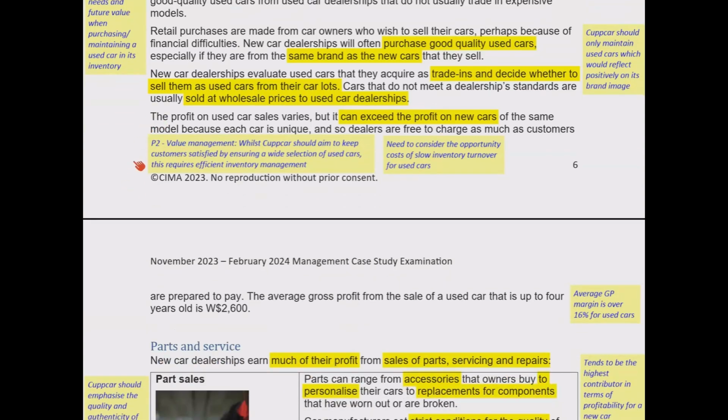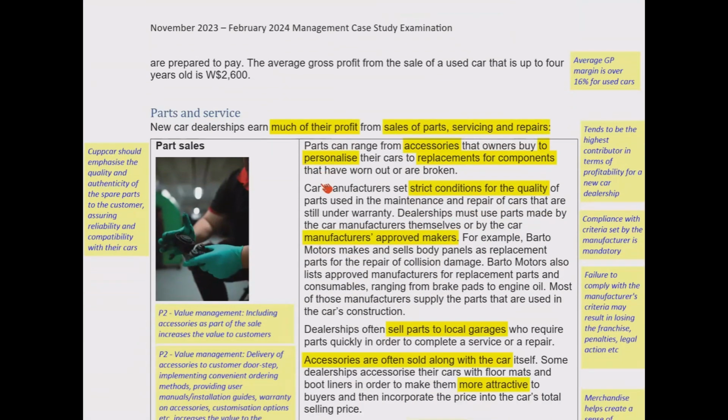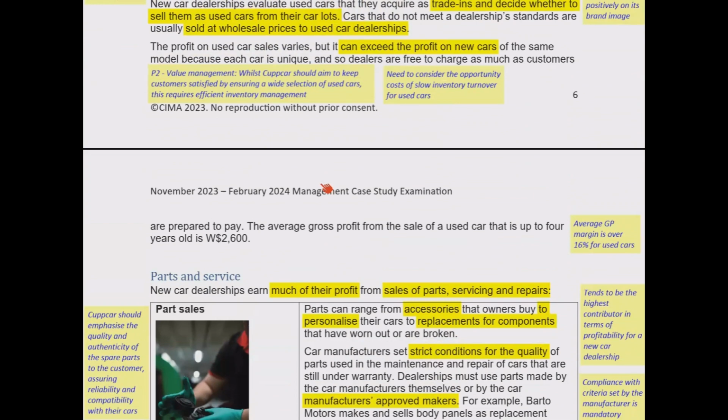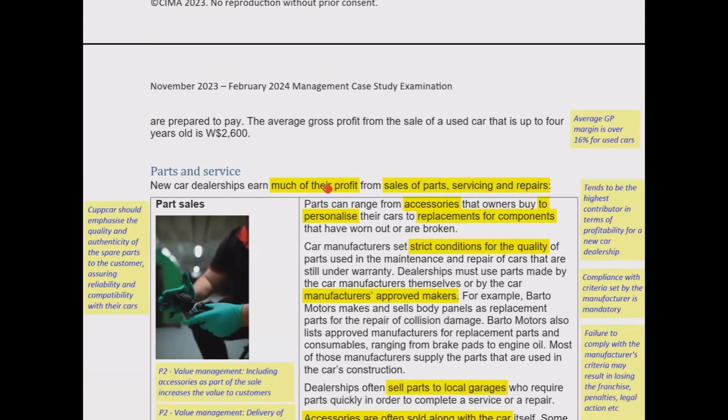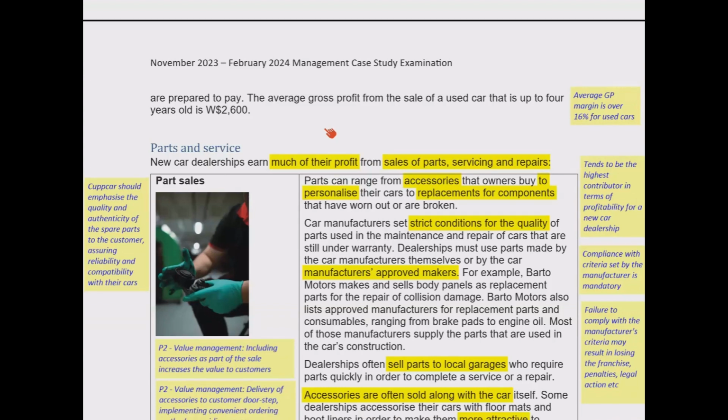But that does therefore mean we need to keep a big range of used cars to allow the customer to make that choice. Now, very easy to miss this, so don't miss it. Top of the next page, it points out the average gross profit margin in Welland for used cars is 16%. That contrasts nicely with the new car gross margin, which I think was 12 from what we looked at. Important for us to remember those when we go to look at what Cuppcar is actually managing to get themselves.